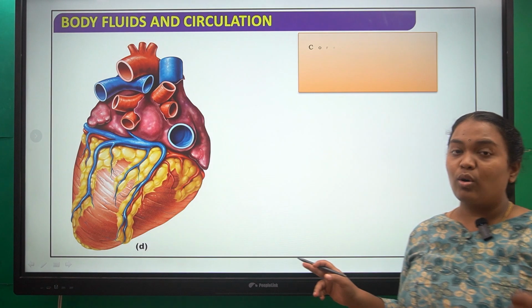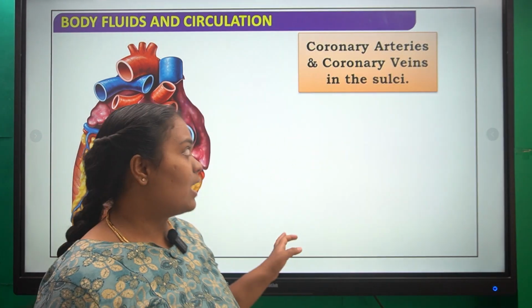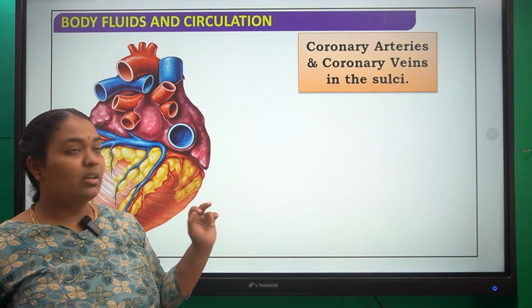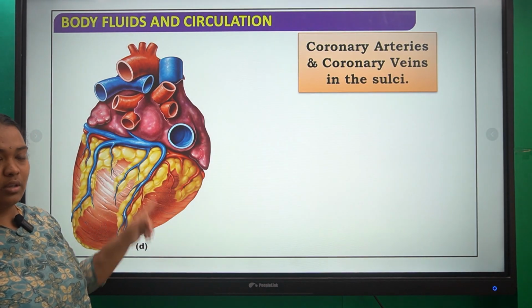So it is nothing but the coronary system. The coronary artery: why coronary? It is related to the heart. So the coronary artery and the coronary vein lie in the sulci. You can see this is the coronary artery and the coronary vein.